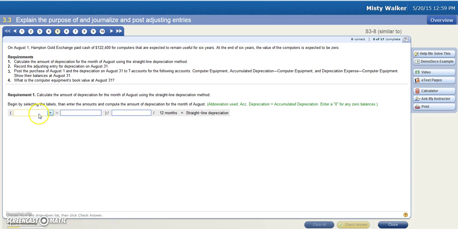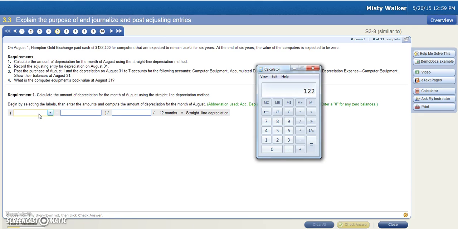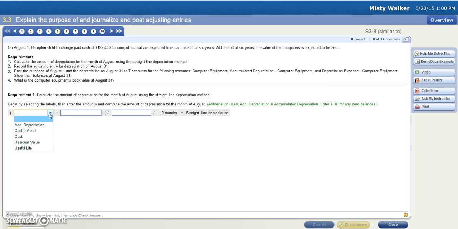So I'm looking at, let me grab my calculator. I'm looking at $122,400 in computers divided by 6 years. That's $20,400 per year. So per month, that's $1,700. And I'm recording only for the month of August. Okay, so let's see. It's asking me to begin by selecting the labels and enter the amounts that you want to compute.